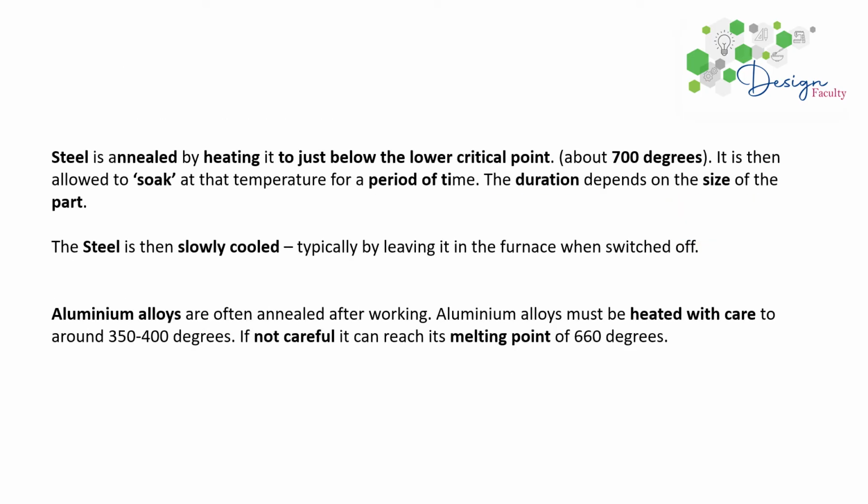When we're annealing steel, it's heated to just below the critical point, which is about 700 degrees, so it's pretty hot. Then it soaks at that temperature for a period of time, which just means it sits at that temperature, and the duration will depend on the size of the part. Then it's slowly cooled by just leaving it in the furnace. Aluminium alloys are often annealed after working with them, so they have to be heated to about 300 to 400 degrees. You have to be really careful with aluminium because its melting point is about 660 degrees. Heat it up to that and it's just going to melt.